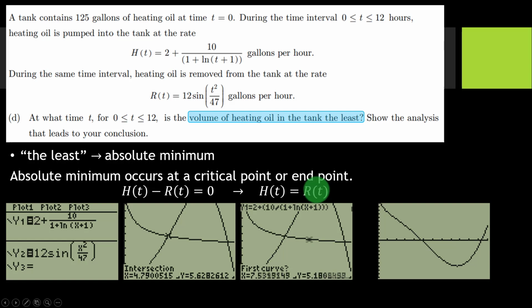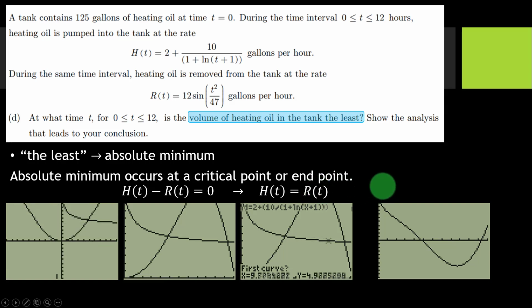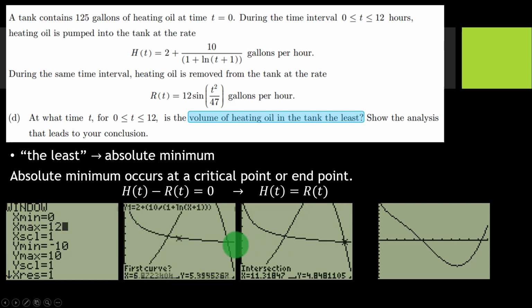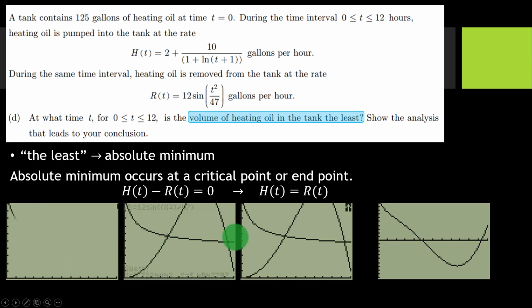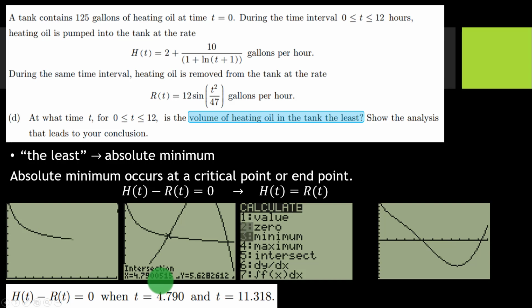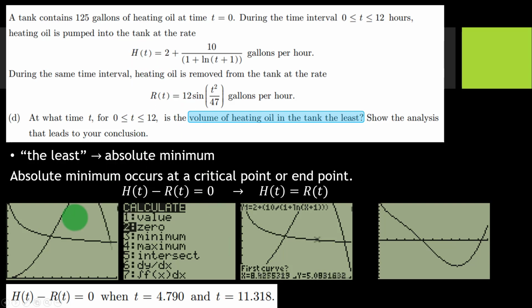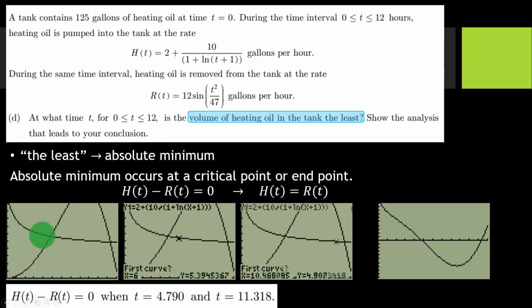And we got a whole lot of stuff going on here. So I'm finding the two intersection points here using the second calc menu. And we get our two intersection points to be 4.790, that one, and 11.318. So I graphed the rate in, graphed the rate out, and found where they intersect. That's the solutions for this equation.